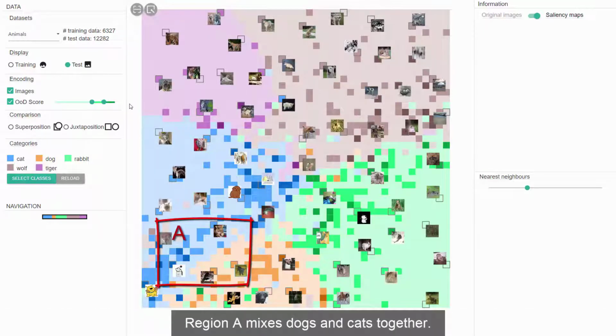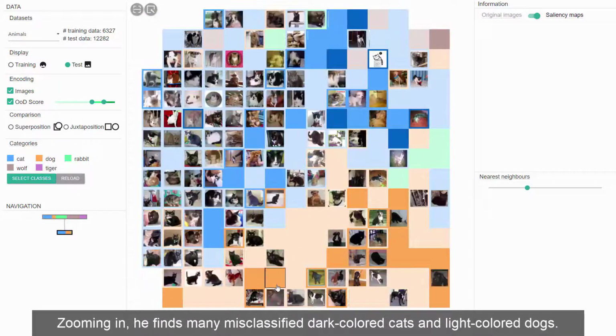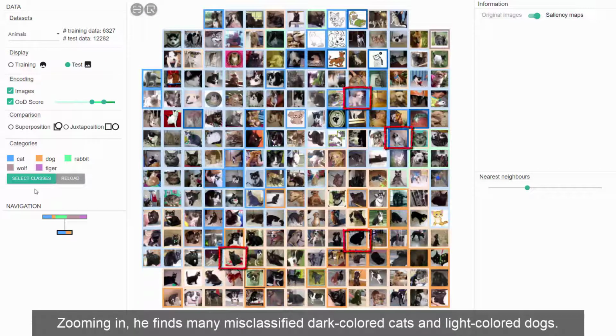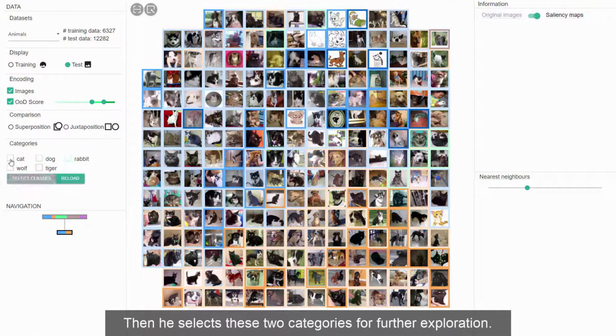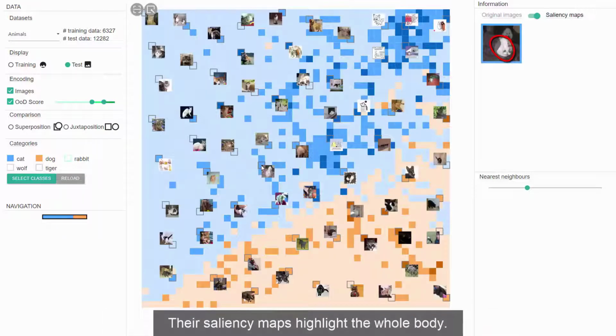Region A mixes dogs and cats together. Zooming in, he finds many misclassified dark-colored cats and light-colored dogs. Then he selects these 2 categories for further exploration. Their saliency maps highlight the whole body.